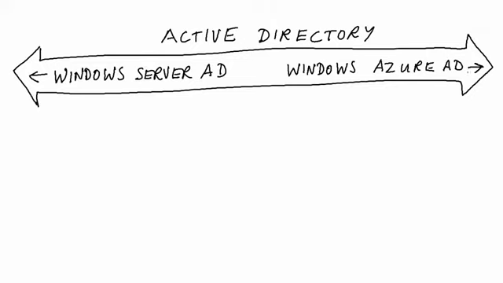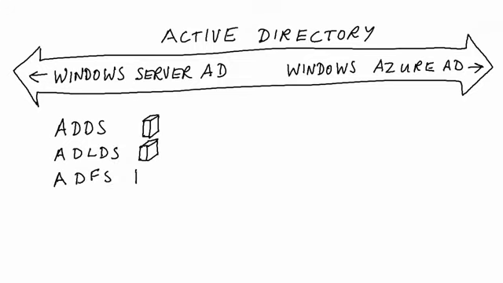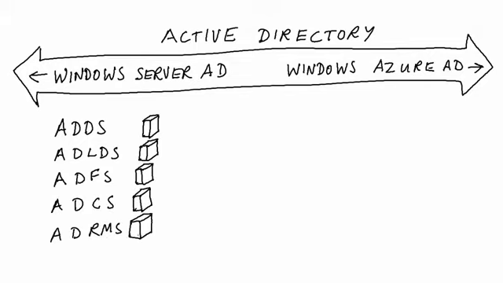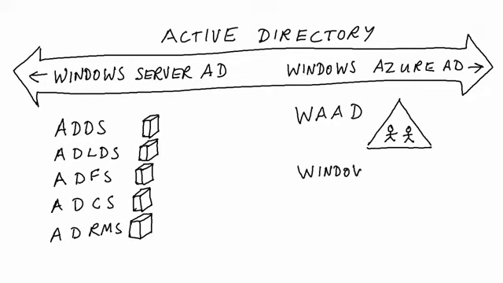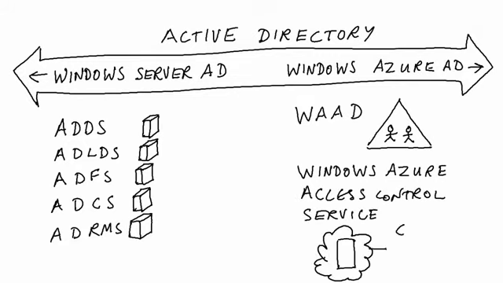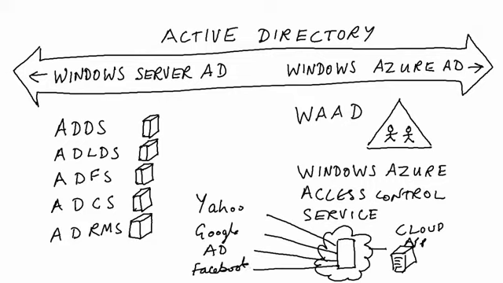For example, Windows Server Active Directory offers 5 core services: Active Directory Domain Services, Active Directory Lightweight Directory Services, Active Directory Federation Services, Active Directory Certificate Services, and Active Directory Rights Management Services. Over on the right-hand side, today, there are just a couple of services: Windows Azure Active Directory, which offers services around the identity problem, and Windows Azure Access Control Service, which federates identities from external providers, like Google, Yahoo, Facebook, even your on-premises AD. But in the future, more services will be added.